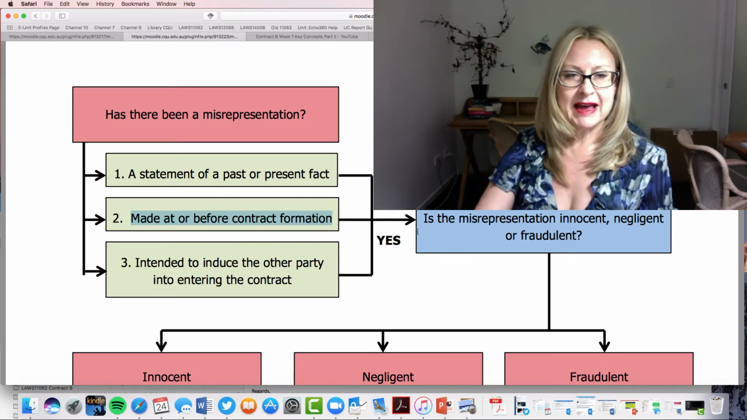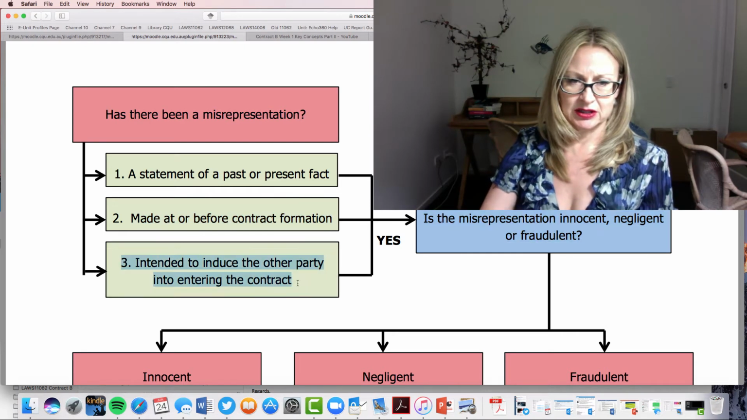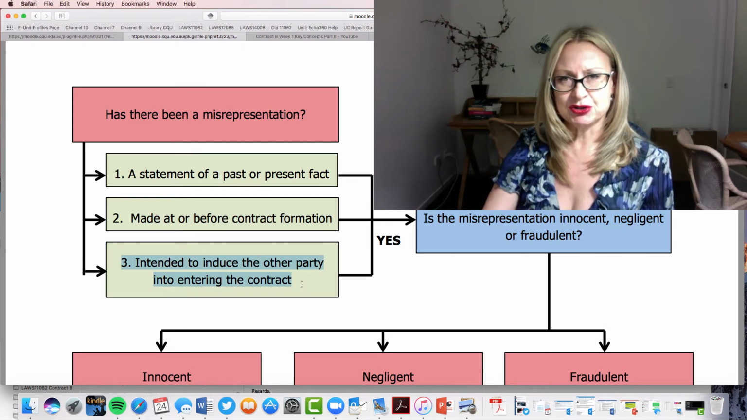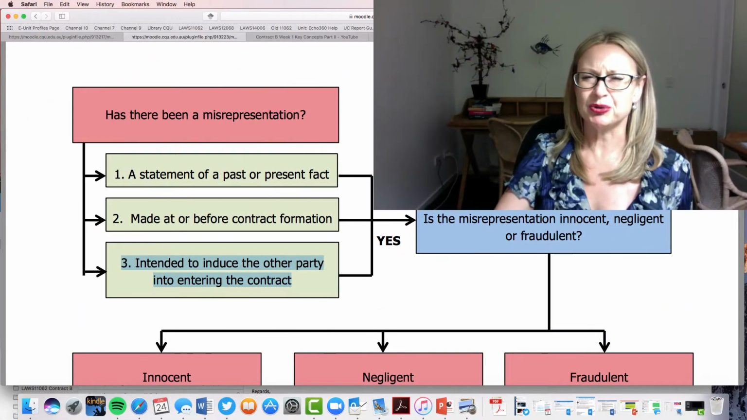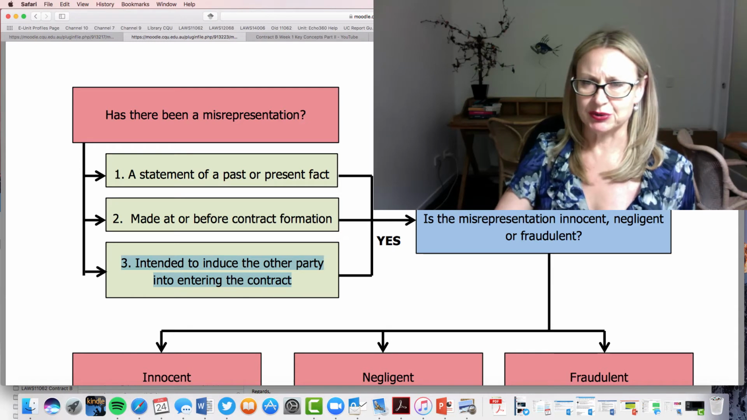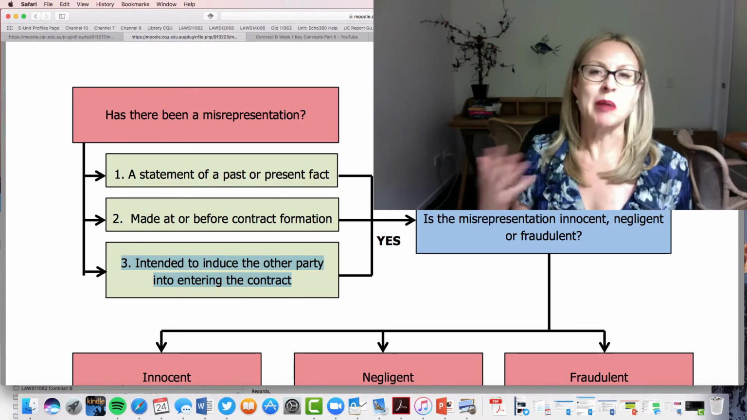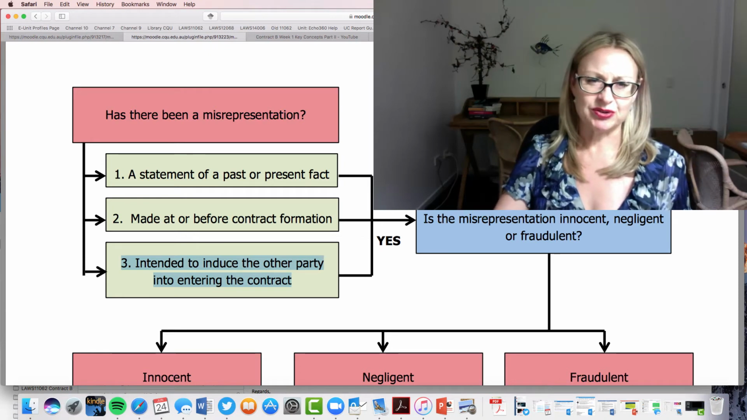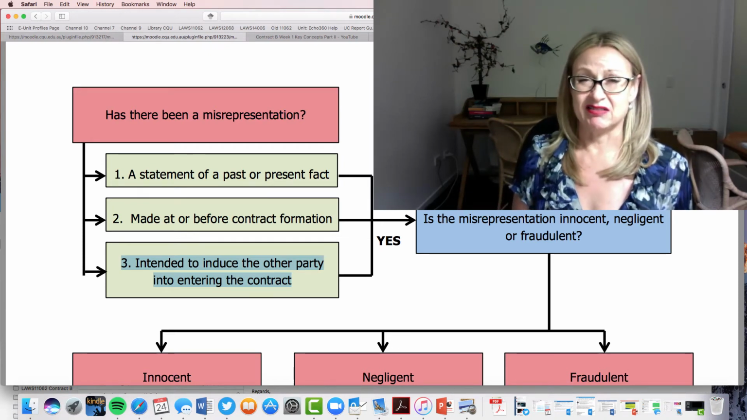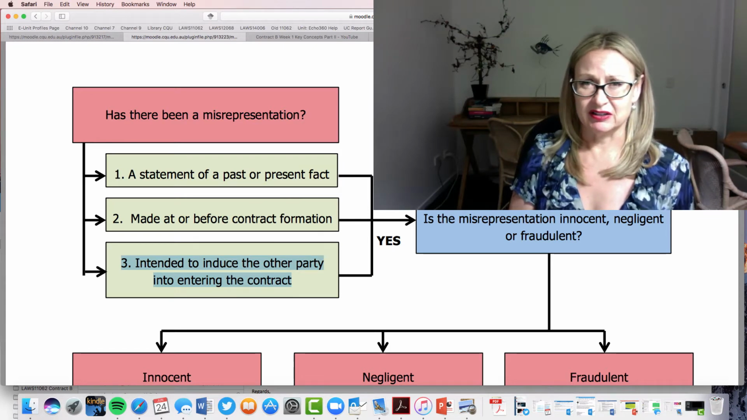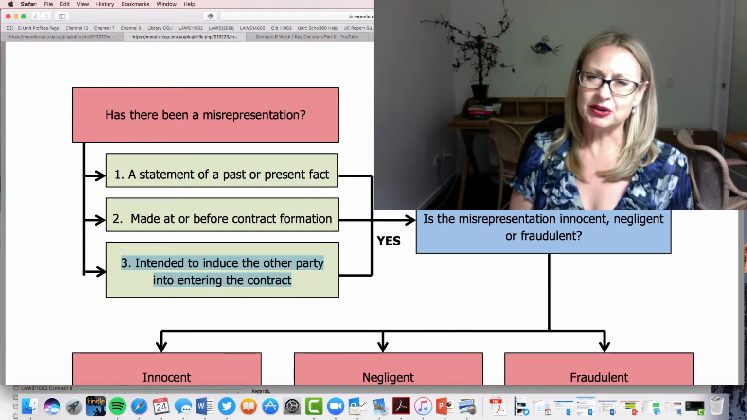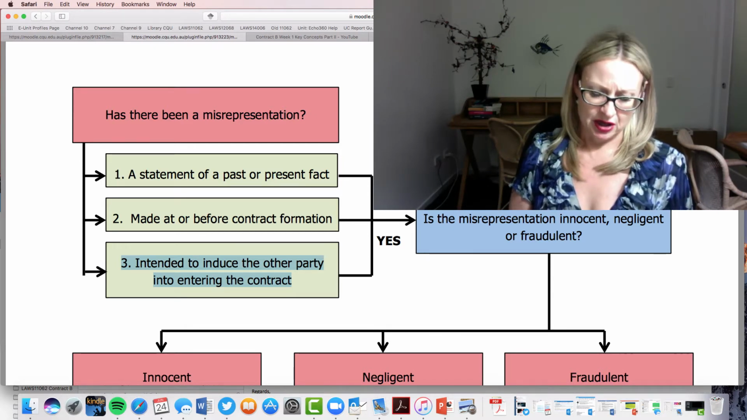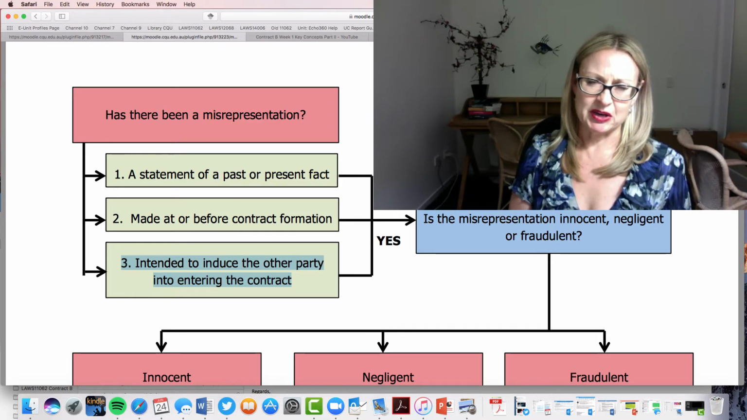The other major element here is that the statement was intended to induce, and in fact did induce, the other party to enter the contract. Now, there's not normally going to be an issue with intention to induce. Normally when you're talking up a particular aspect of a contract or a deal, you'll be intending that that particular inducement has its proper effect on the other party, and they go ahead and sign on the dotted line. So intention's really not usually an issue. Reliance is, generally speaking, more of an issue.